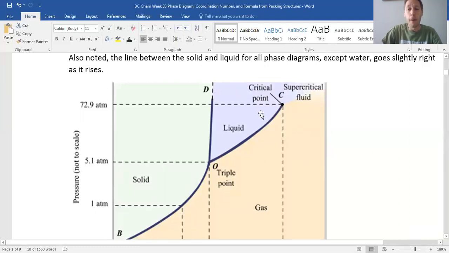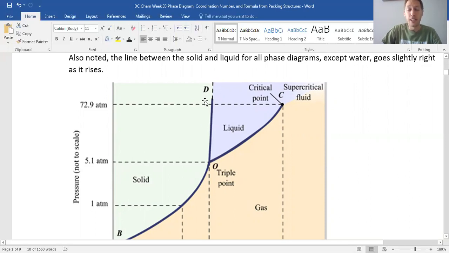This is true for everything but water. Water actually goes to the left. So water is a little different in that as the pressure increases, as we go up, it actually opens up to become more of a liquid at higher pressures because water is more dense as a liquid. And so for most things, though, as pressure rises, it turns into a solid. But for water, as pressure rises, it turns into a liquid.